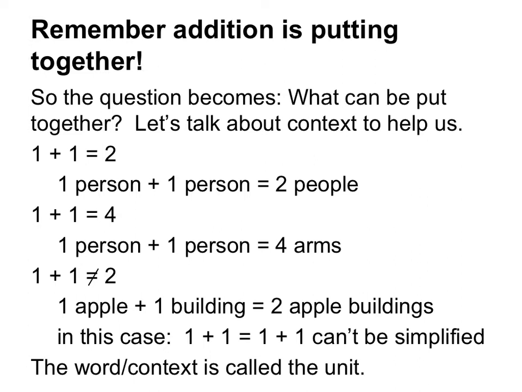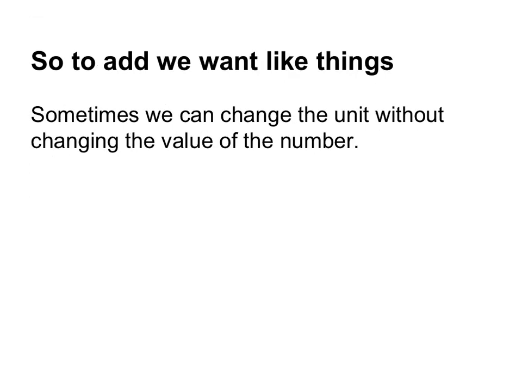So the word or the context is something that we're going to call the unit. And we're going to use that word a lot throughout this whole course. So I want you to start getting used to what we mean when we talk about a unit. So to add, we want to add like things. So the 1 person plus the 1 person made 2 people because those were like things.